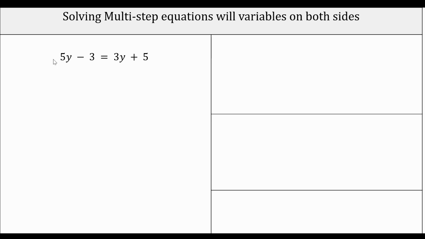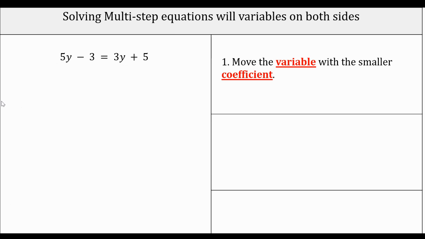So here we have 5y minus 3 equals 3y plus 5. So you can see here, this is different than the other equations that we've solved in the past because it has variables on both sides of the equal sign. So when we're solving equations like this, the first step, and this is really a suggested step, doesn't really have to be the first step, but it's highly suggested because it'll help you get rid of negatives in the future.